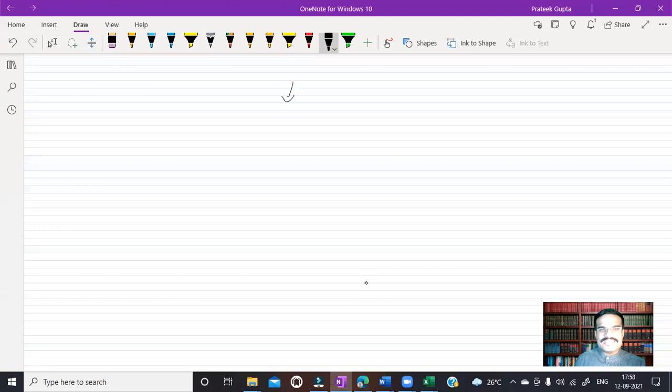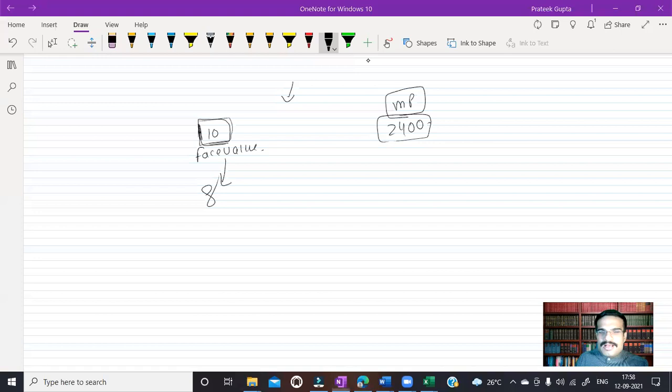There is something called face value. This is face value, okay? 10 rupees. This face value has a market price also. For example, Reliance's one share has a face value of 10 rupees, but the market price of one share is 2400, let's say. So the company cannot issue the shares at rupees 8. It can never go below face value. But yes, the company can issue the shares at a discount to market price, beta.